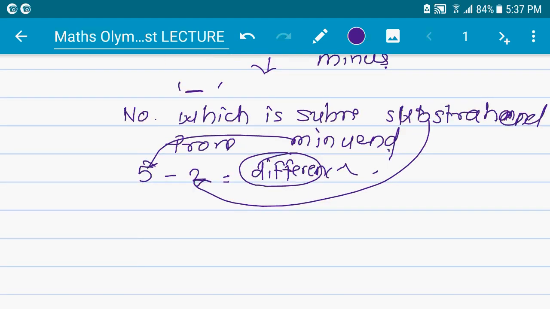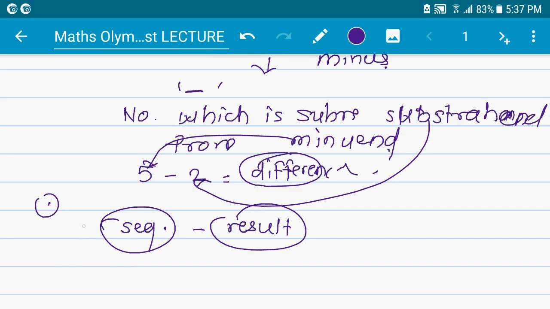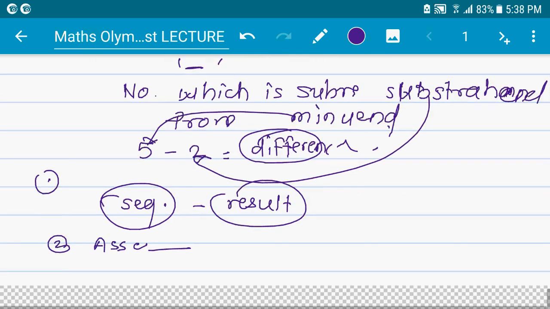Now again subtraction also has some properties. So here subtraction does not follow the commutative property, as we cannot change the sequence because the result is not the same if we change the order. In the same way it does not follow the associative property also, because in subtraction the sequence or the order is very much important.